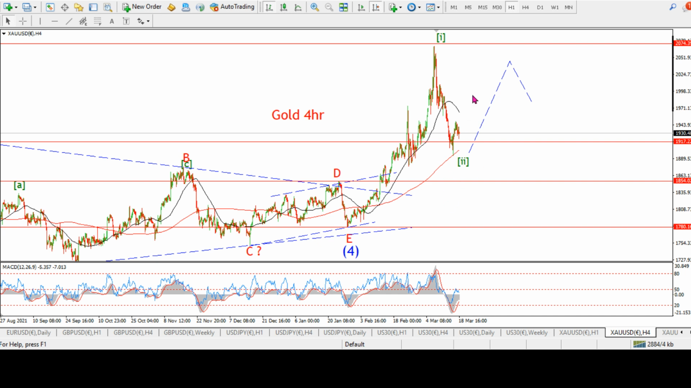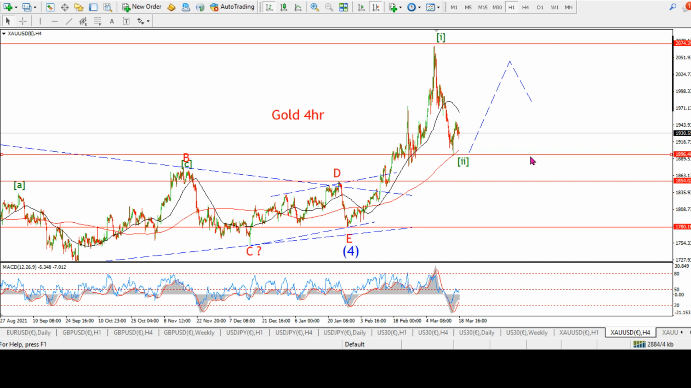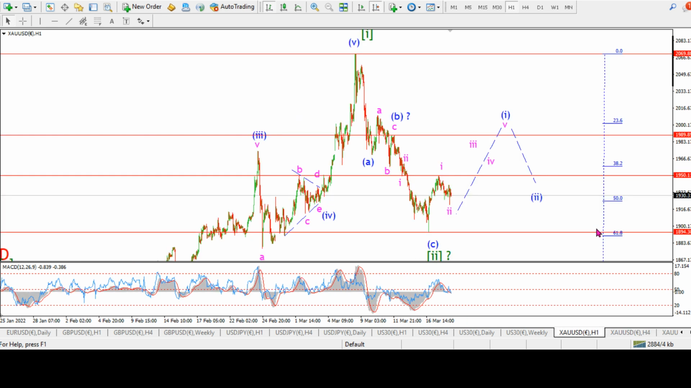The question is, do we have an impulsive move to create a higher low here? And that could be on its way pretty soon. Interesting how on the 4-hour chart the decline reached the 200 MA and then bounced off it again. So I'll show you on the hourly chart what I think here.